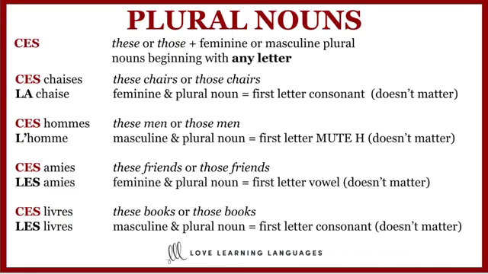Remember to make that liaison. Ces hommes. Or ses amis. Now this is a plural feminine word. Do we care? No, we don't care. Ses amis, just like we don't care when we're using les amis, because it's plural and it doesn't matter. And then the word for books, livre. This is a masculine plural noun. So we're going to say ces livres, just like we say les livres.